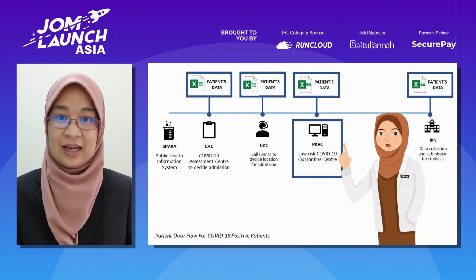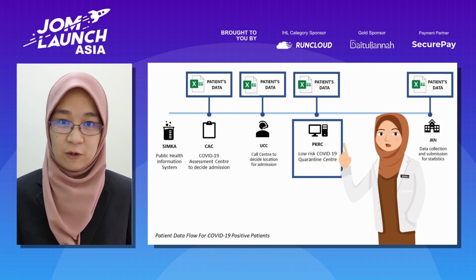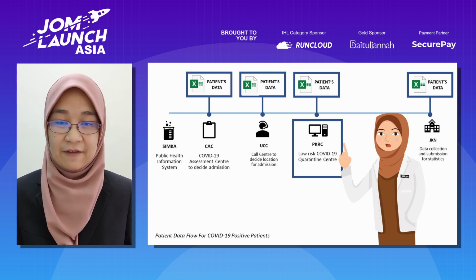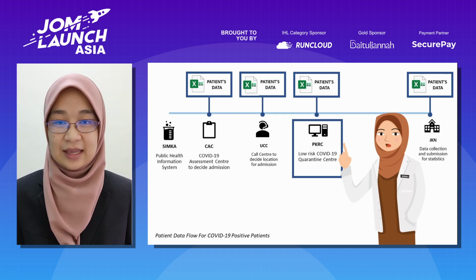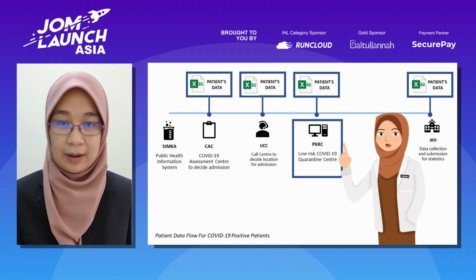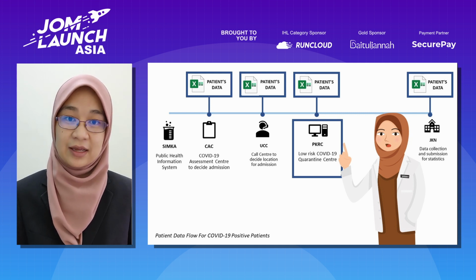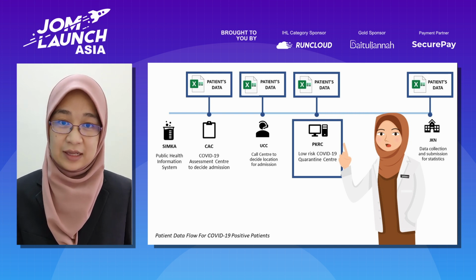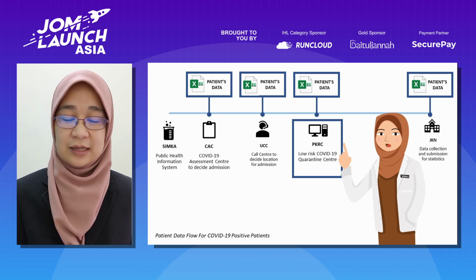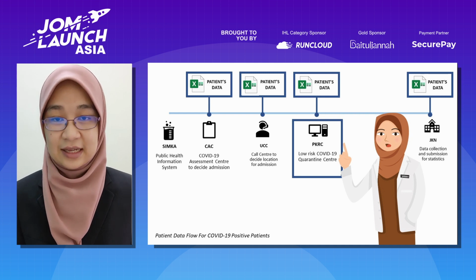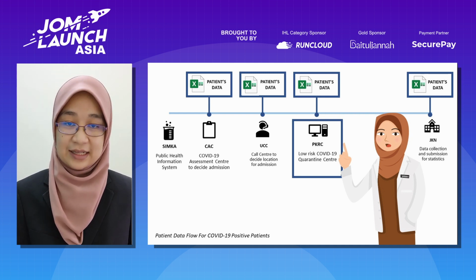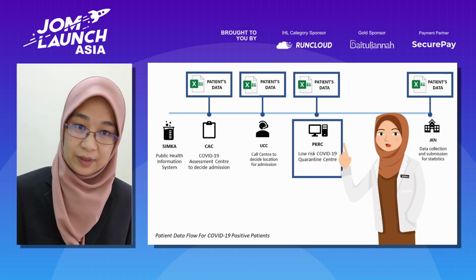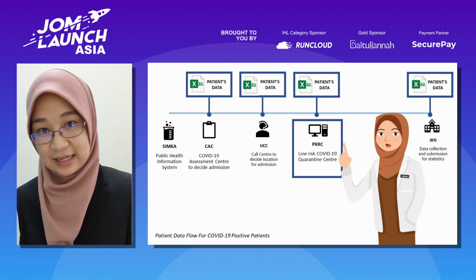Okay, this is the patient data flow for those who are COVID-19 positive. So here, after their swab has been taken, their data will be updated into the public health information system. So subsequently, those who are positive, they will submit this data to CAC, COVID Assessment Center, and they will decide which patients can be quarantined at home and which patients has to be quarantined in a center.